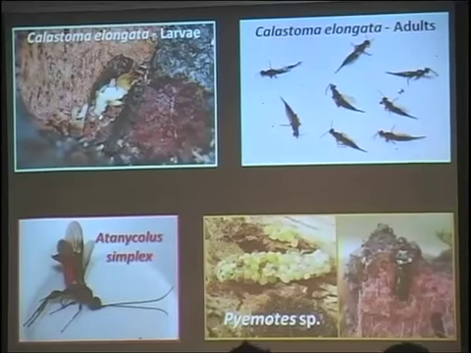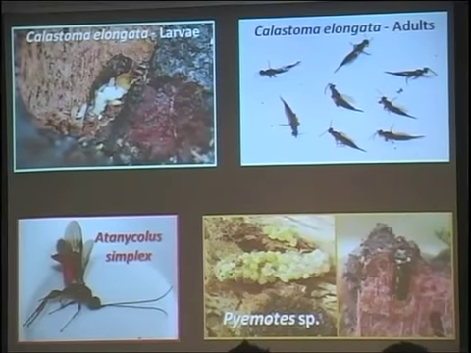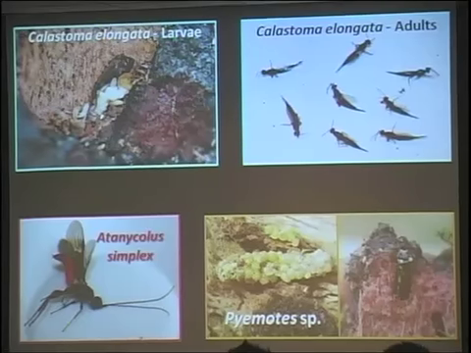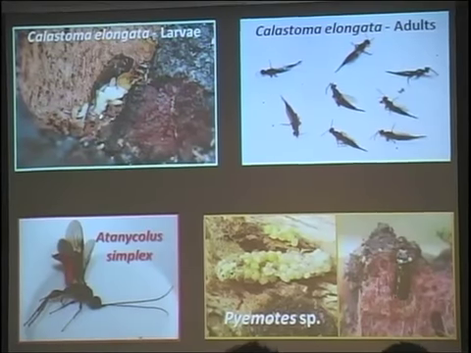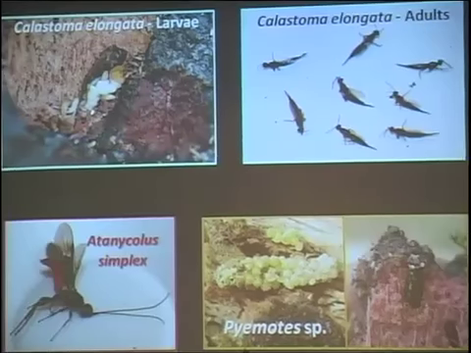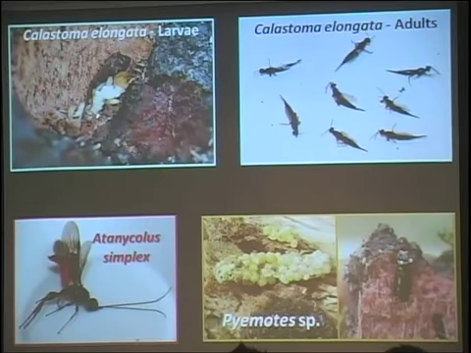We have found two species of parasitoid which attack the larvae. Showing up here is Calistoma elongata. This was a new species of parasite when we found it attacking gold-spotted oak borer. It had never been described or seen before. So now we have that. This one here with the red belly, Atonocolis, we have looked at that.